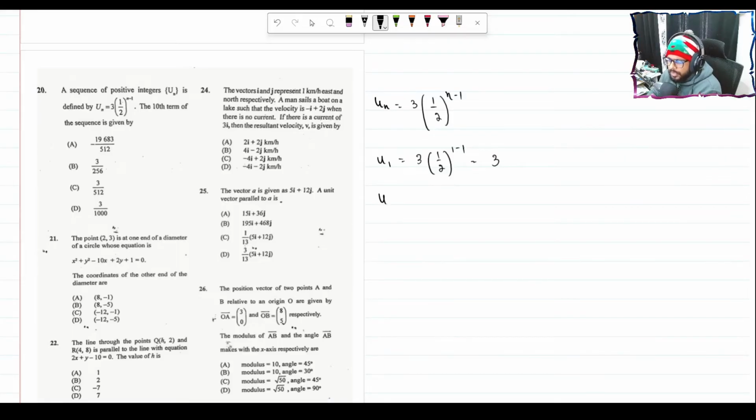I want to know what u10 is. u10 could be 3 into 1/2 to the power 10 take away 1, which is 9. Jump on your calculator and see what you get.